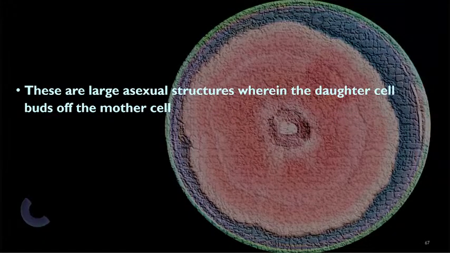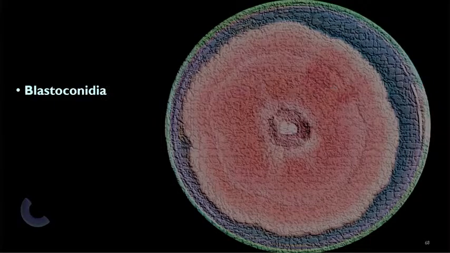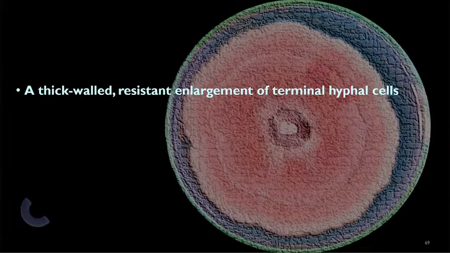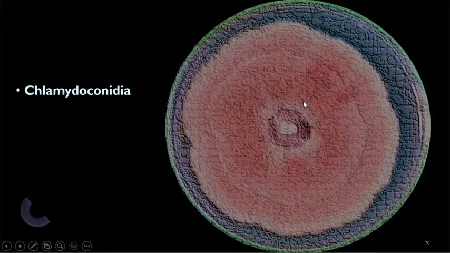Now, let's talk about the large asexual structures wherein the daughter cell buds off from the mother cell. This is the blastoconidia. Okay? Large asexual structures wherein the daughter cell buds off the mother cell. It's a blastoconidia. If it's thick-walled, please don't forget thick-walled, chlamydoconidia. Okay? Resistant enlargement of terminal hyphal cells, right?